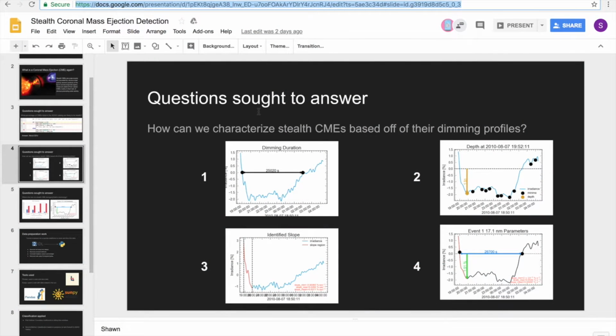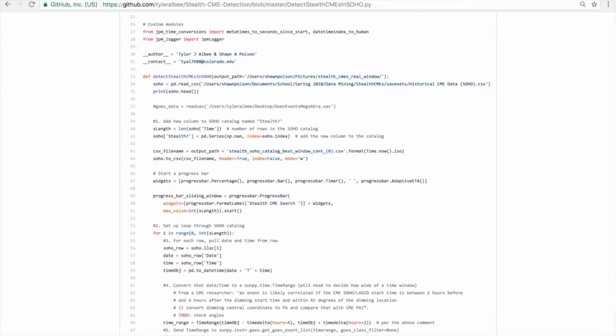To characterize our stealth CMEs based off of their dimming profiles, we needed to look at three different characteristics. We needed to look at the dimming duration, the identified slope, and the depth of each stealth CME. To do that, we wrote a Python script that would detect all of the stealth CMEs in the SOHO catalog. For each stealth CME, we're going to be returned the depth, the identified slope, and the dimming duration.